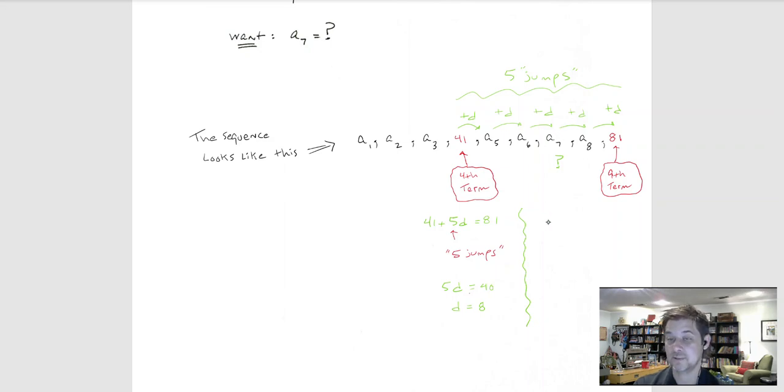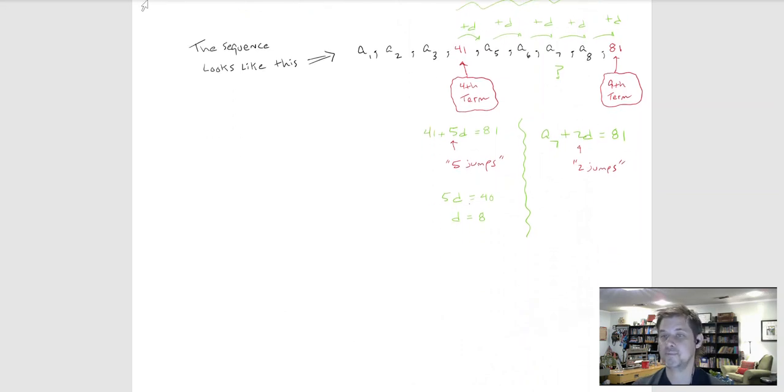Isn't it true, by the same thinking that I've already illustrated, that if you take the 7th term, which I don't know and I'm trying to find, and you make 2 jumps of d, then you'll get 81? You'll get the 9th term. So there I'm taking 2 jumps. Same idea. It's just I'm jumping from the 7th term to the 9th term. So let's solve this one now.